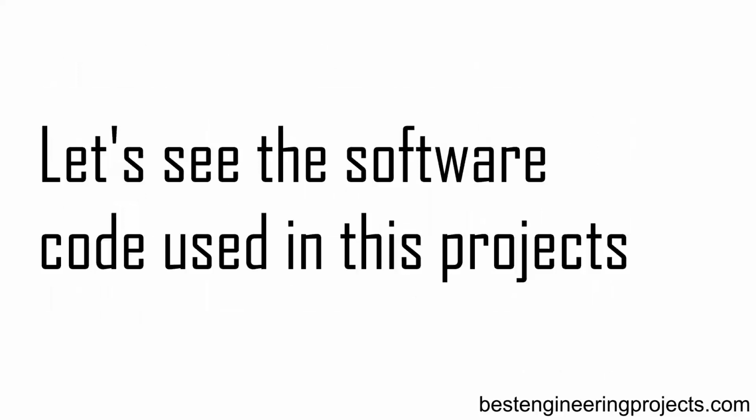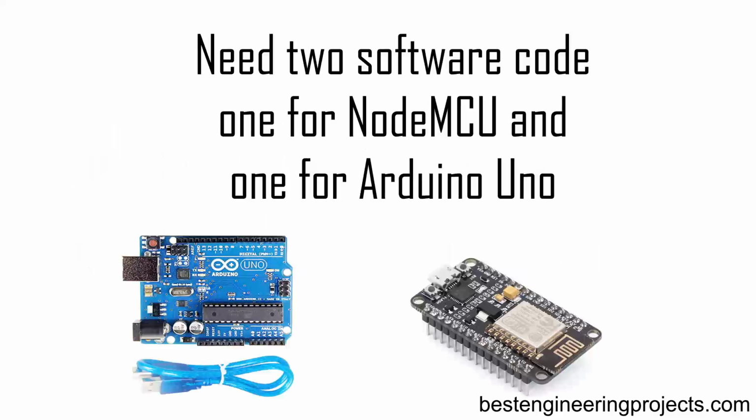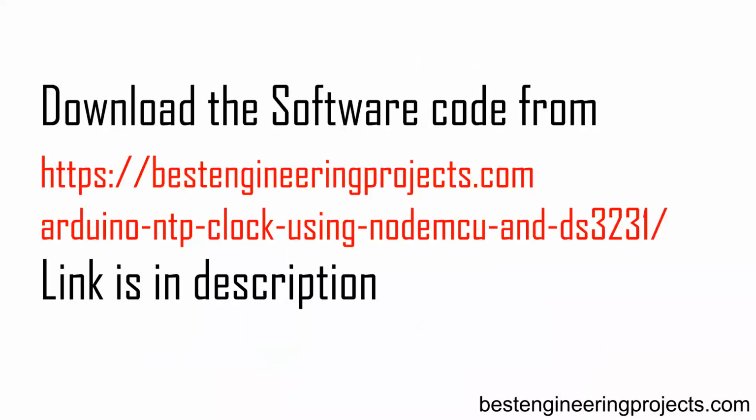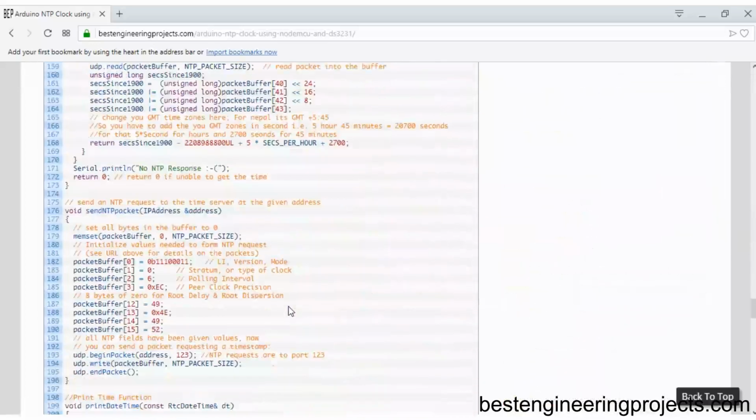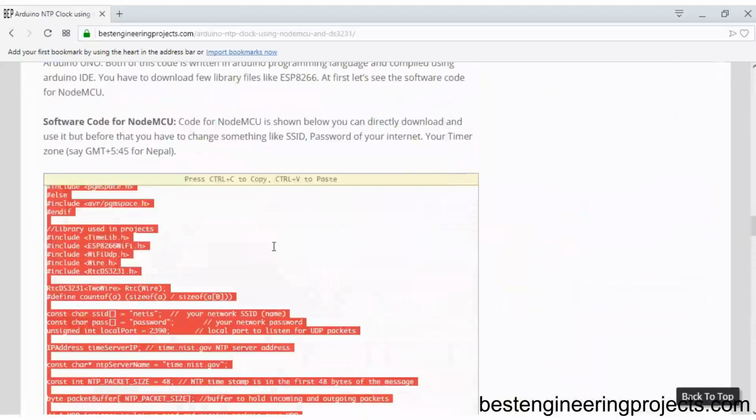After wiring all the circuit components as shown in the circuit diagram, let's look toward the software part. As this circuit contains two different MCUs, that is microcontroller units, we need two different programs, one each for the Arduino Uno board and the NodeMCU. In order to download the software code, click the link given in the description section, bestengineeringprojects.com, Arduino NTP clock using NodeMCU and DS3231. Scroll down, and there you will find the software code for NodeMCU and for the Arduino Uno board. When you hover your mouse over the code, a drop-down menu appears. Press Ctrl plus C to copy that code and paste it in your Arduino IDE window.